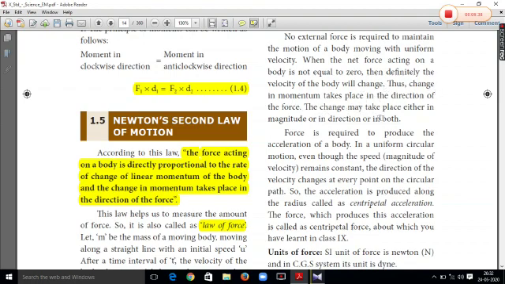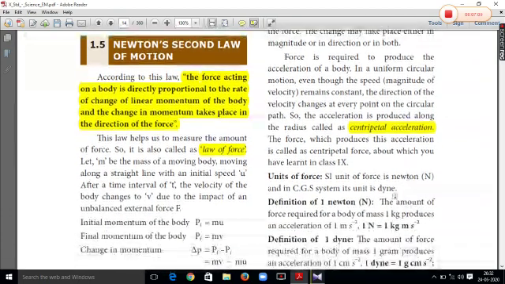Force is required to produce the acceleration of a body in a uniform circular motion. The speed remains constant, but the direction of the velocity changes at every point on the circular path. So, the acceleration is produced along the radius, called centripetal acceleration. The force which produces this acceleration is called centripetal force.